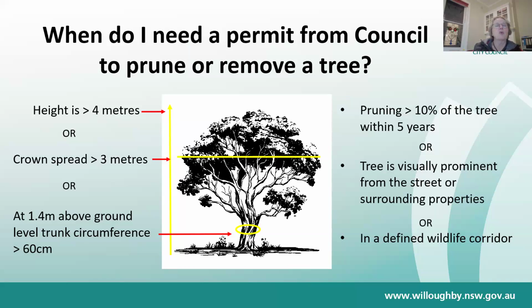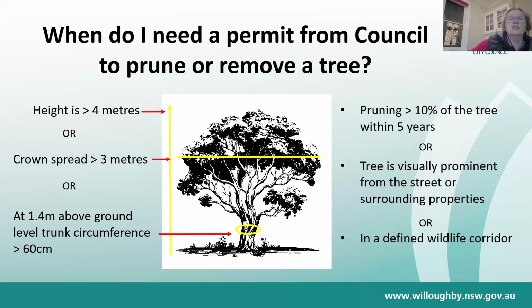Or it has to have a crown spread greater than 3 meters, or it has to have a trunk circumference greater than 60 centimeters measured at 1.4 meters above the ground. If your tree meets any one of those measurements, height measurements or dimensions, the tree is protected. So you could have a tree that is less than 4 meters in height, but if it has a trunk circumference greater than 60 centimeters, it's protected.